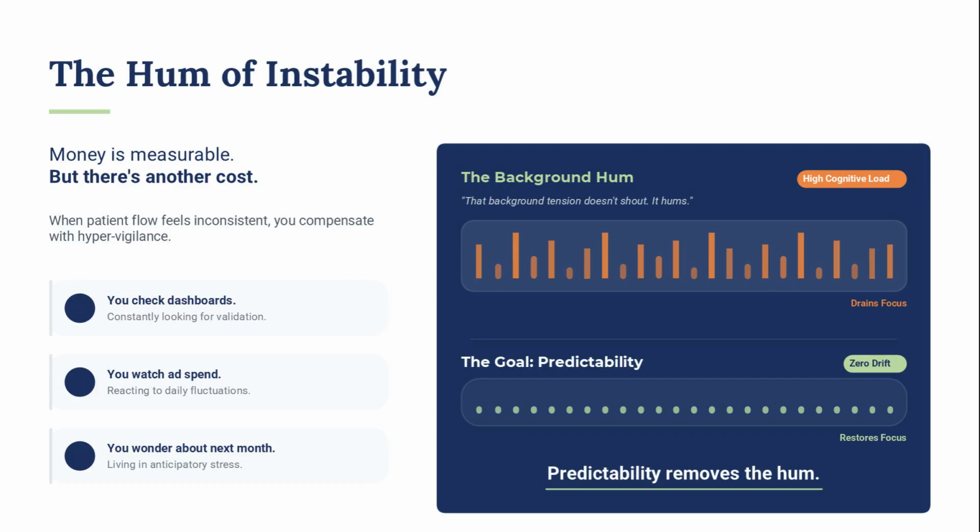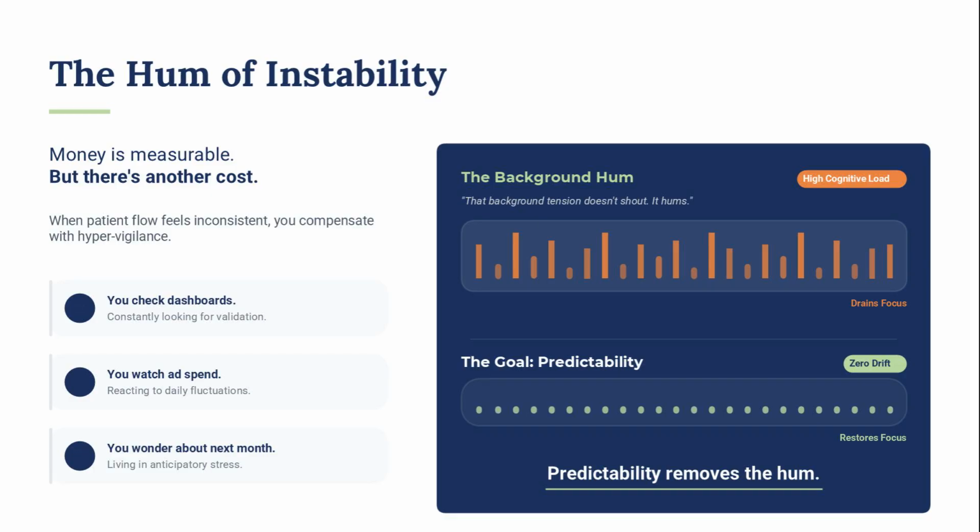Not because something is broken, because something feels uncertain, and that tension doesn't shout, it hums, and over time it drains focus, creates cognitive load, pulls attention away from patient care. This is what happens when effort replaces structure. And this is why stability matters beyond numbers. Because predictability doesn't just improve performance, it removes the hum. And that matters more than most practices realize.